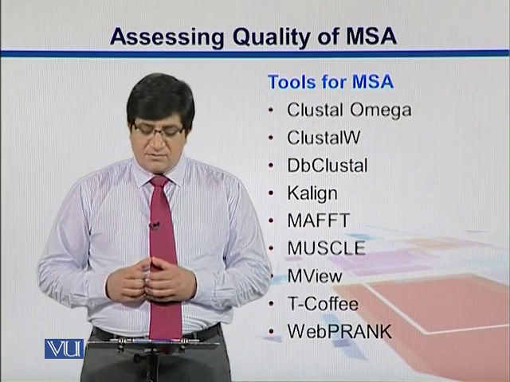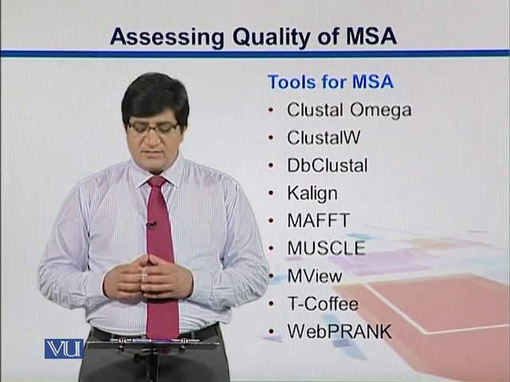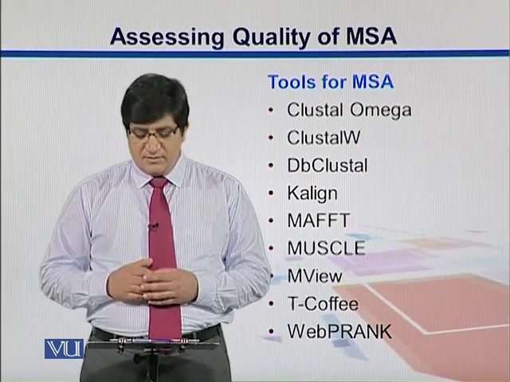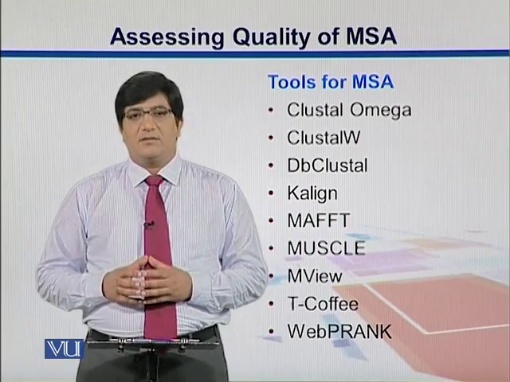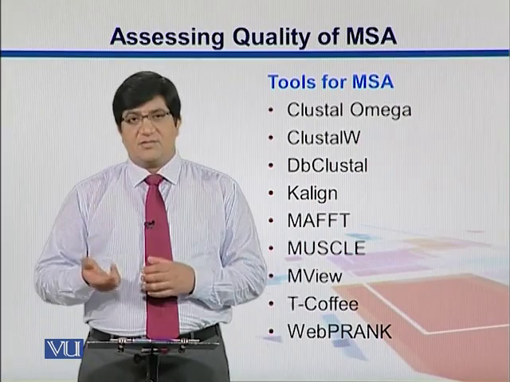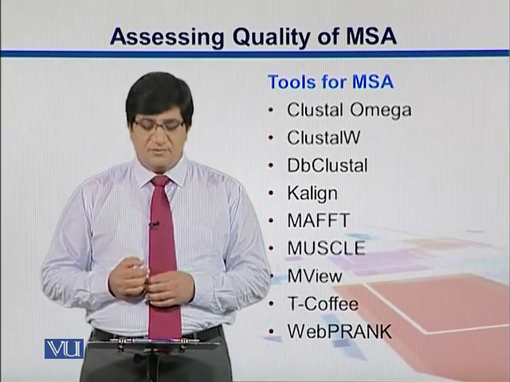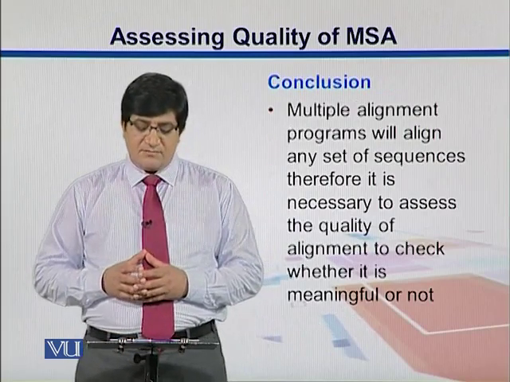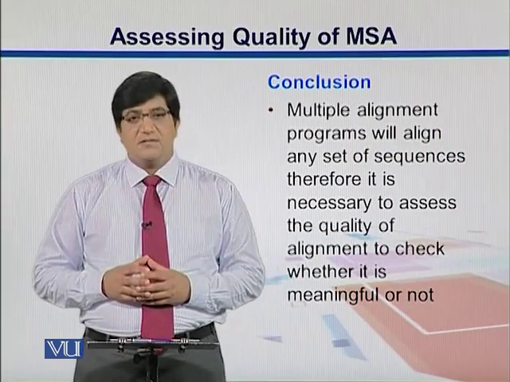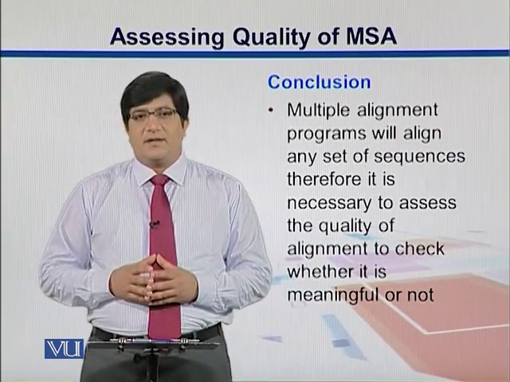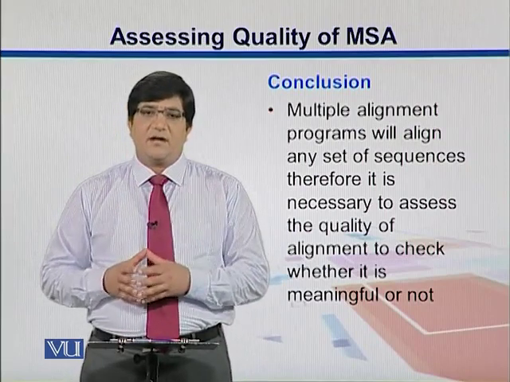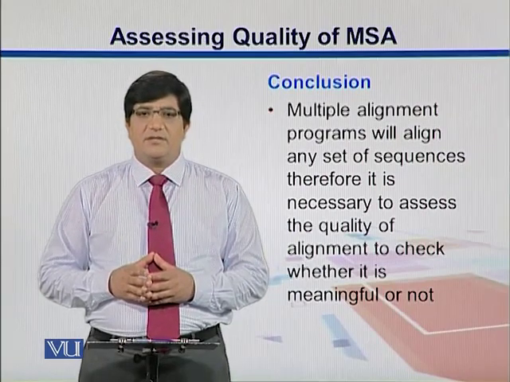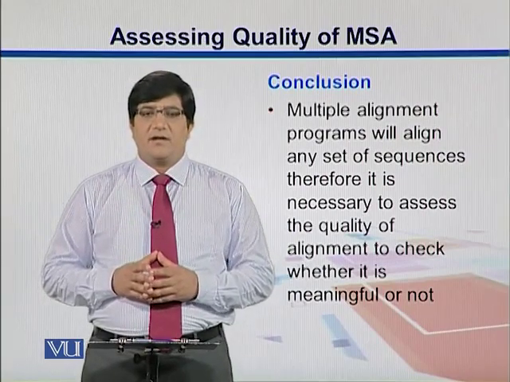So we have different tools for multiple sequence alignments. There is Clustal Omega, Clustal W, we have DB Clustal, we have K-Align, Mapped, Muscle, MView, T-Coffee, WebRank. One of them we will just look into in this course, but you will do the rest, some of them, in your homeworks. So we see that multiple sequence alignment programs will align any sequences with one another, and in order to have their reliability, it's good to have statistical testing where we can have some criterion for reliable alignments.